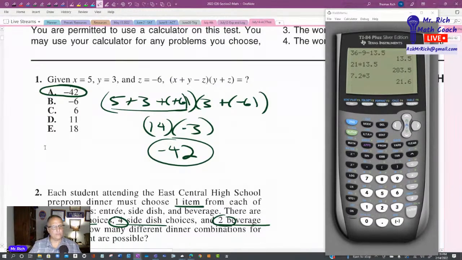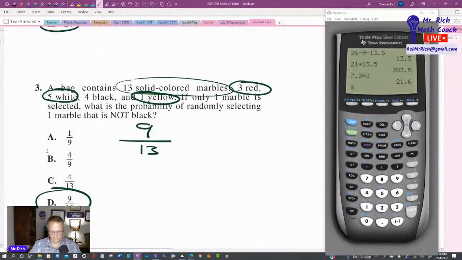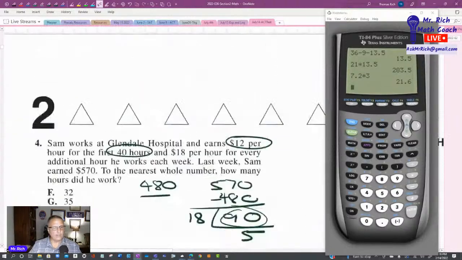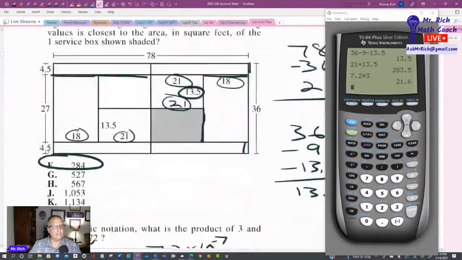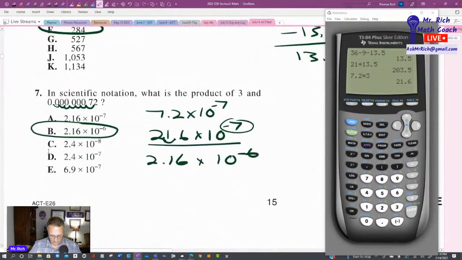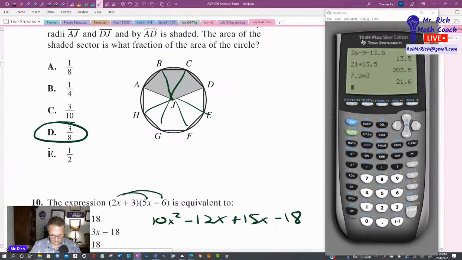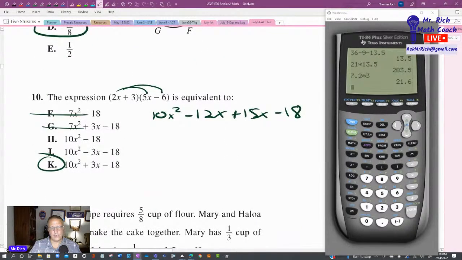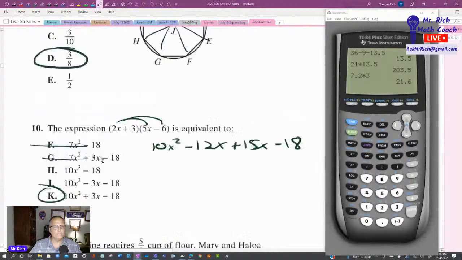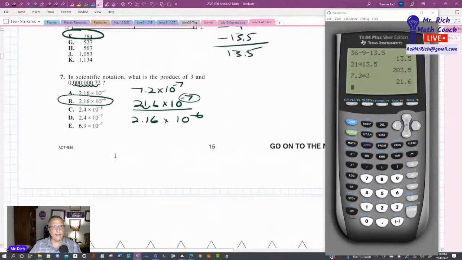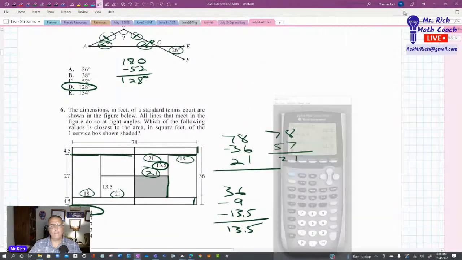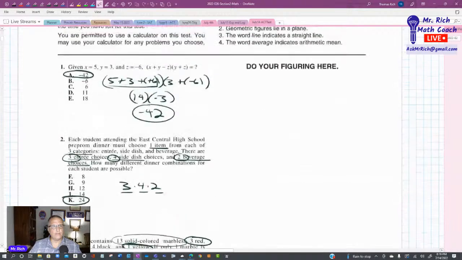So here are the answers. A, K, D, that looks good. Then J, D, F, and then B, K, D, and then 10 is K. All right, so I got 10 out of 10 on those. Now, anything that I want to mention to you about what I did as I was working through these.